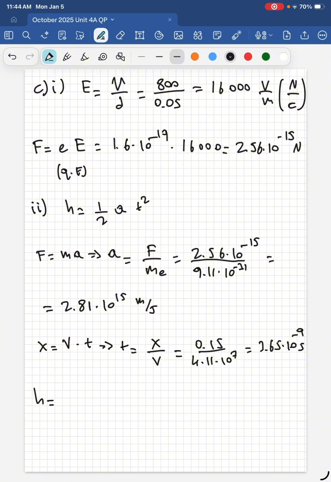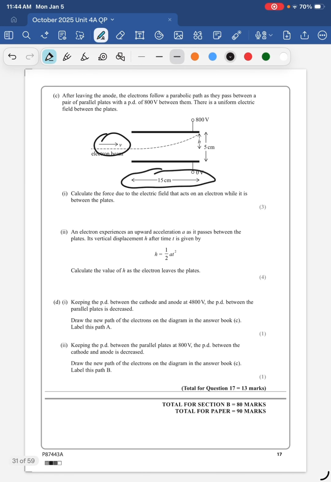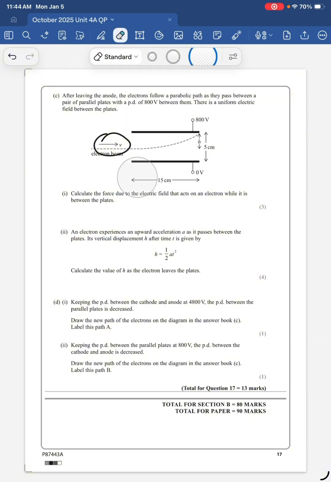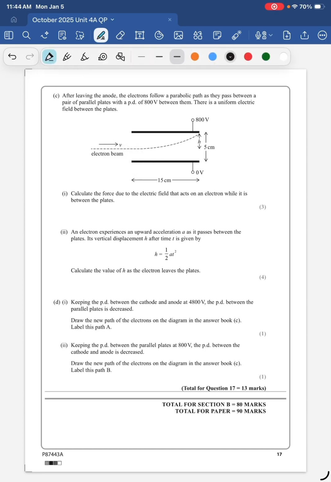So h is equal to 0.019 meters, which is 1.9 centimeters, which makes sense, right? This gap is 5 centimeters. We found 1.9 centimeters, so that sounds good, right? Reasonable. All right.